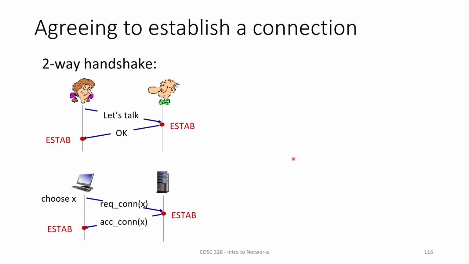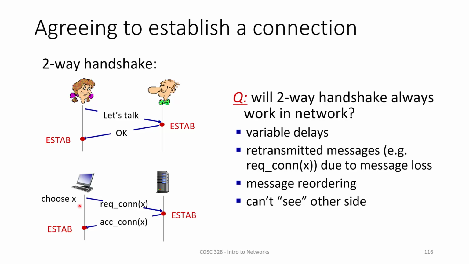Let's see if this two-way handshake is good for client and server. That's basically the same thing that is happening at the client and server. The client chooses some number, the initial sequence number that it wants to start with, and then it requests a connection. Then the server replies, hey, I have accepted this connection, back to the client. But the point is that we have a lot of variable delays here.